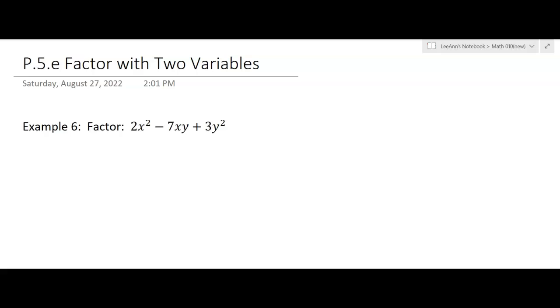So if we did the AC method, I'll show you that again just if you want to see it. Probably trial and error is just as good this time. But 2 times 3 is 6. So I need it to multiply to be 6 and add to be a negative 7. That negative 7 is coming from the middle term, the coefficient. And this is the AC part right here, the 2 times 3.